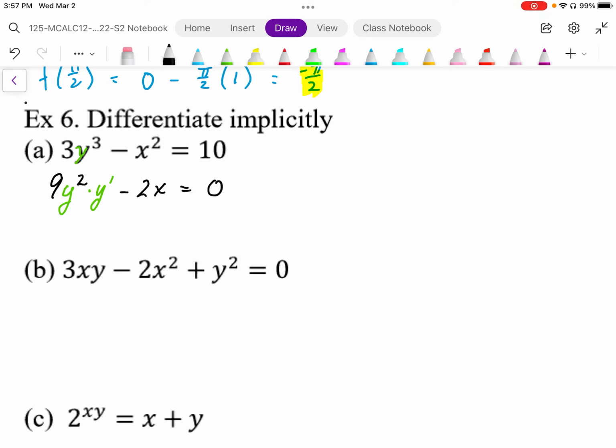And then what's implied is I need to solve for y prime. So I get y prime is equal to positive 2x, and then I'm going to divide by the 9y squared. So my y prime is a function of both x and y coordinates. So to solve for y prime, to find the slope, I need both the x and the y coordinates to do that.